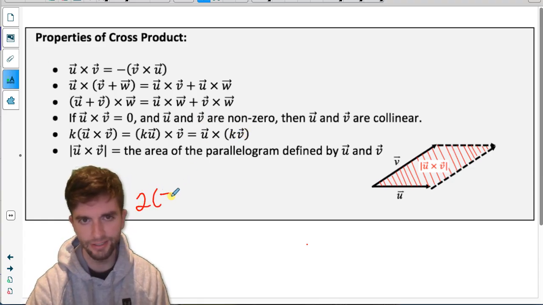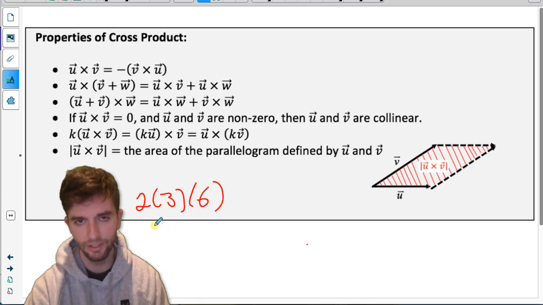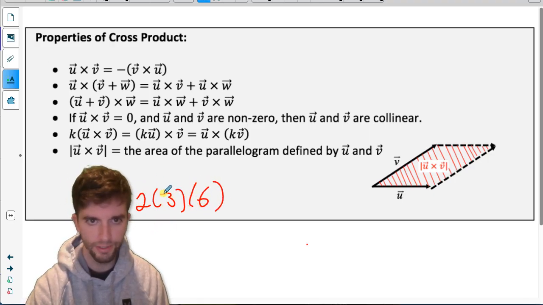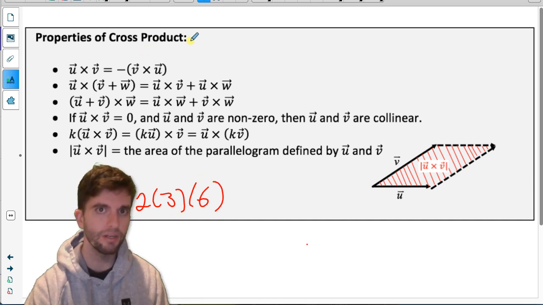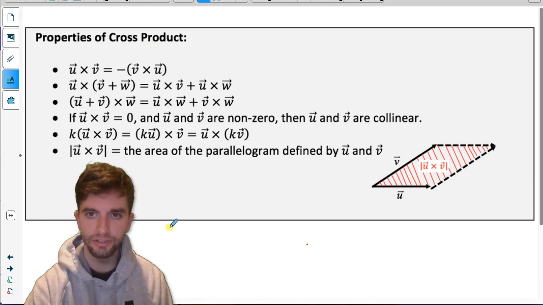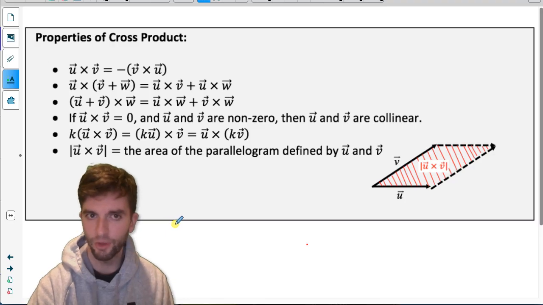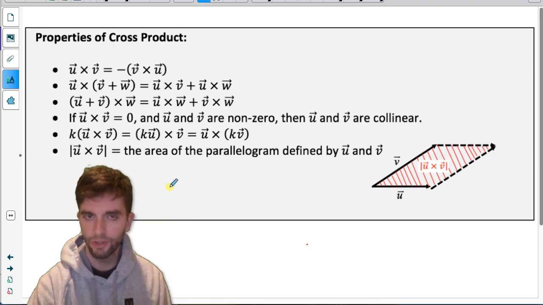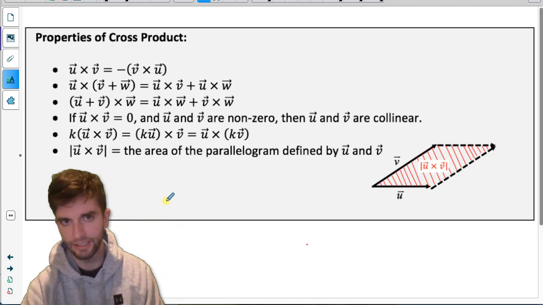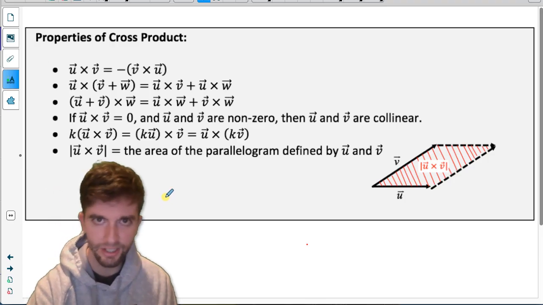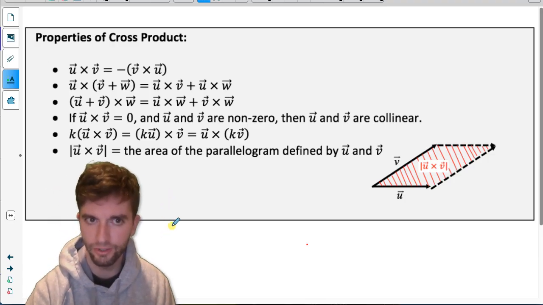Same way if, let's say, we had 2 times 3 times 6. We could do 3 times 6 first and then multiply it by 2, or do 2 times 3 first and then multiply it by 6. It wouldn't matter. So in a lot of ways, the algebra rules for doing cross product are similar to the algebra rules of multiplication. But cross product is not just multiplication. It gives us a very specific result.